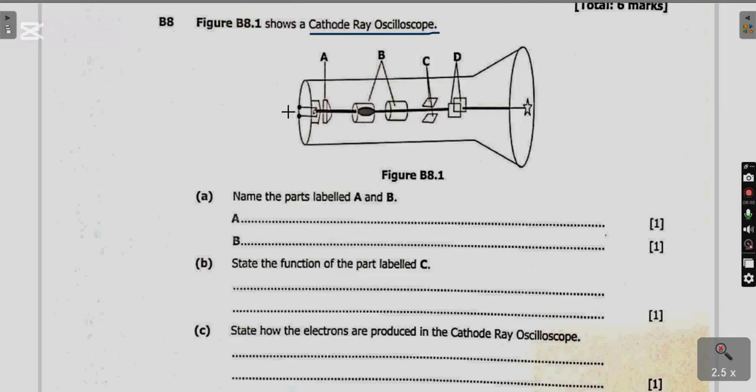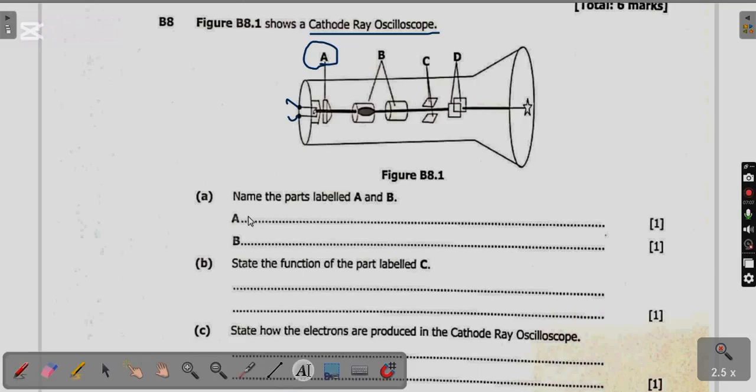Now what you are seeing here is connected to a voltage, and then there is a filament here, and this filament is heating up. This is now a cathode ray that is inside here. Then the question says, what is A? So the best answer we can give for A is that it is a grid. Okay, A is the grid.